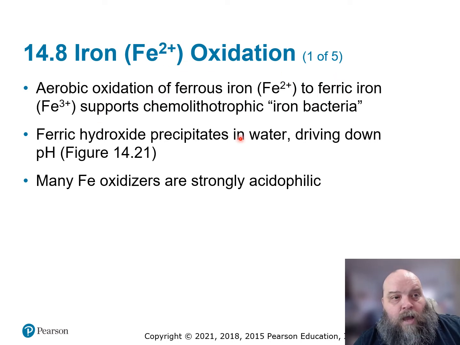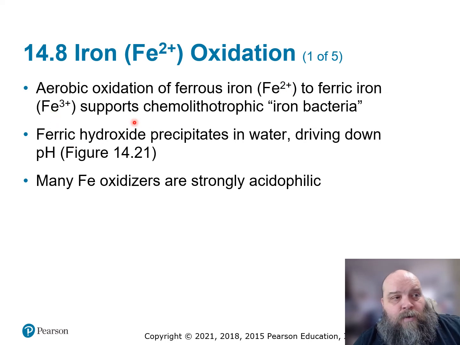This is going to be done by chemolithotrophic iron bacteria. Now, they're not taking up the iron into the cell so much as they are stripping off an electron. Notice 2 plus, 3 plus. That means here it's heavy, 2 protons, here it is heavy, 3 protons. Light, 2 electrons, light, 3 electrons.